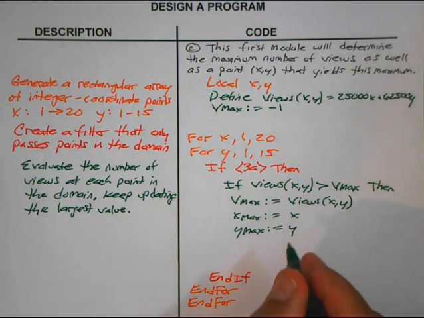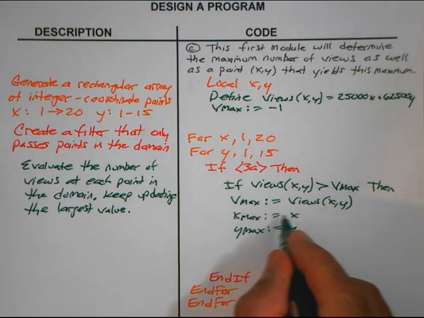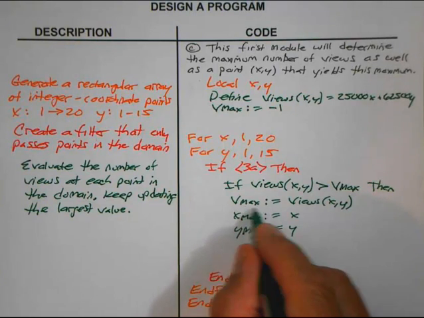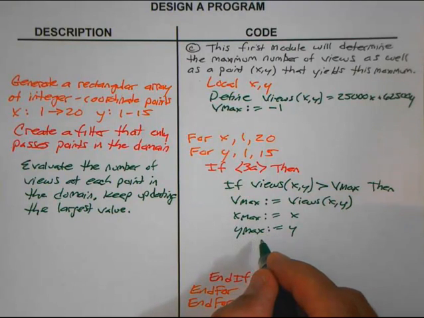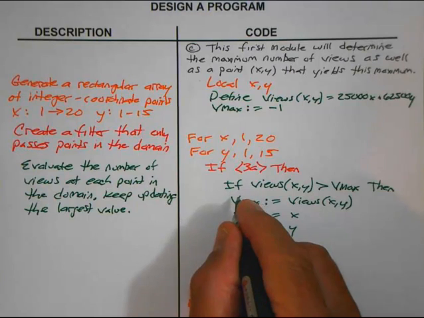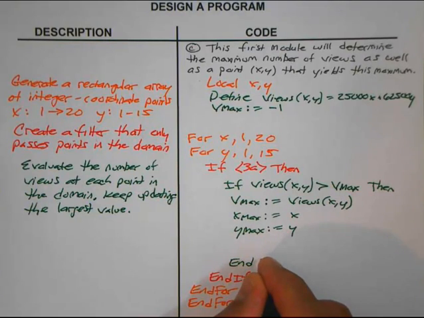Okay, so now we've made this comparison. We then update into the vmax the latest large number of views, and the corresponding x and y. Okay, this will also need its corresponding end statement, so then we perhaps about here could record the end if belonging to that.